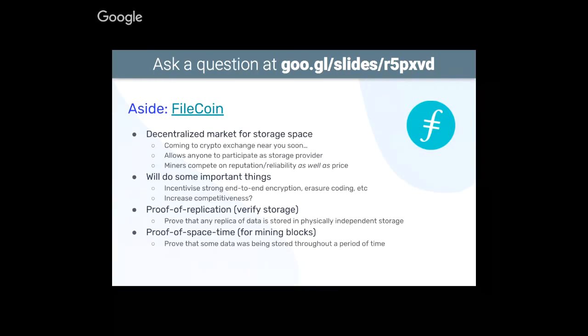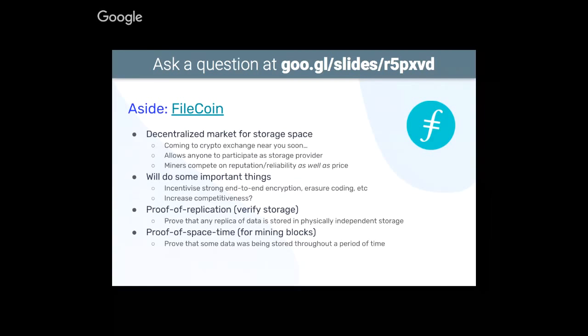So proof of replication gets used to prove that any replica of data is stored in physically independent storage, right? So in other words, that someone has actually stored your data for real in a real place somewhere, and that you can actually go and get that data back if you need it, right? Wouldn't be very good if you were paying the network to store your data, and then it just disappeared. So we need some proof that it's actually there and available.